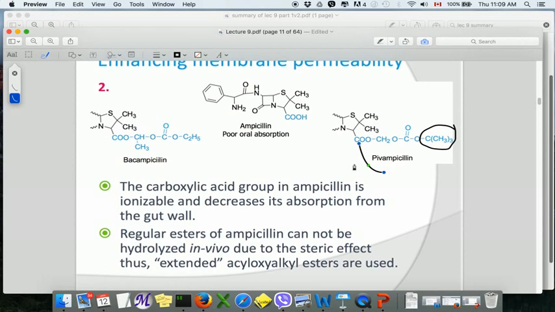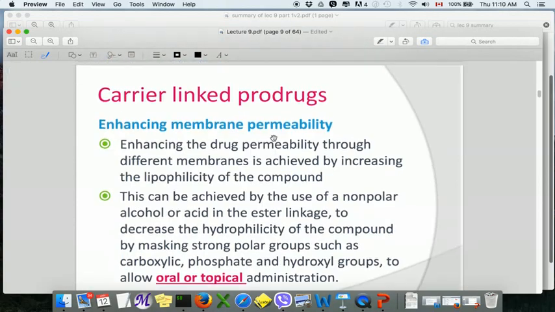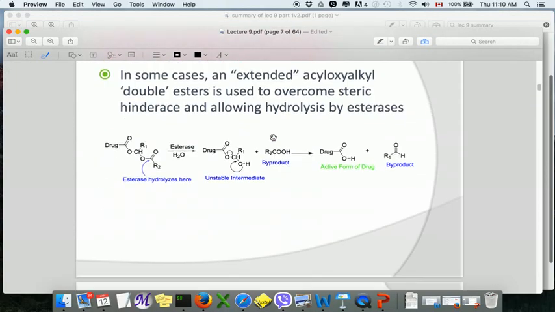So the trick here is to do an extended ester. The extended ester works this way. If we have a certain steric clash here, for example, something that looks like this, the drug has some steric clash here. So the esterase enzyme will not even be able to go and break the ester linkage.